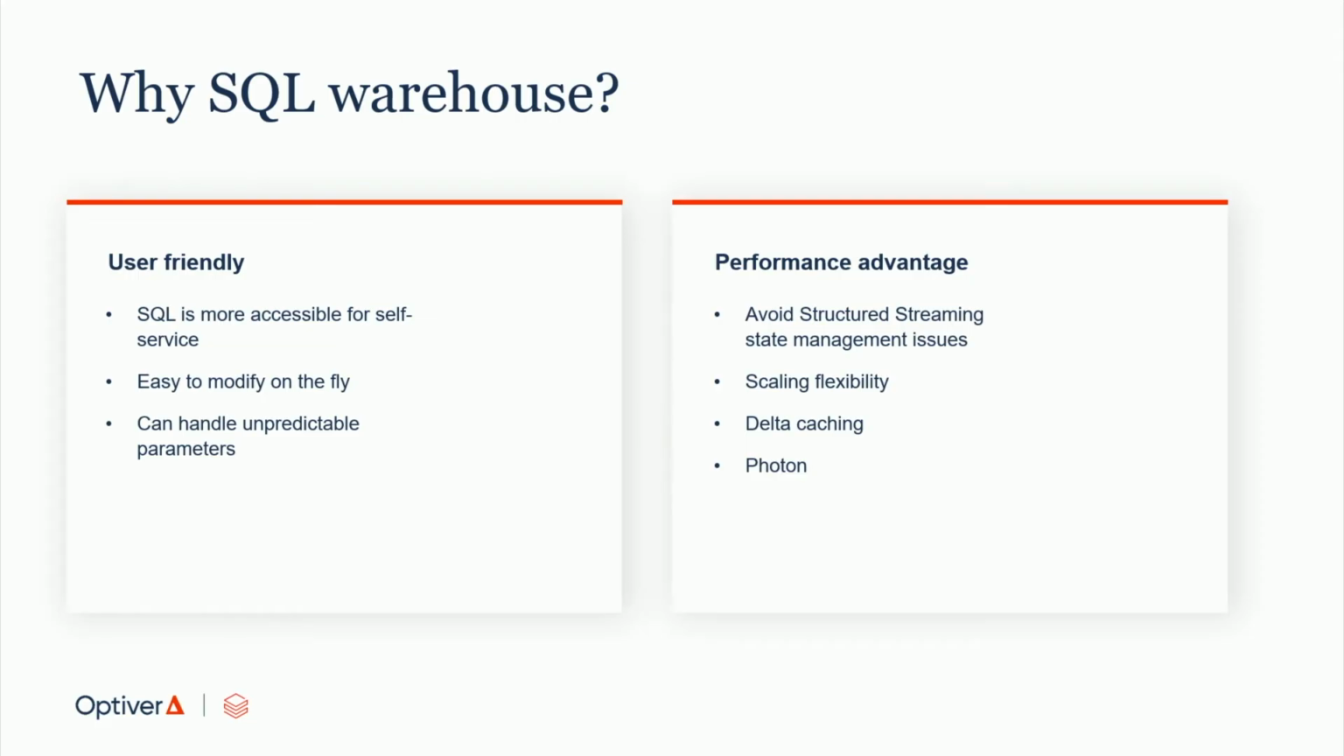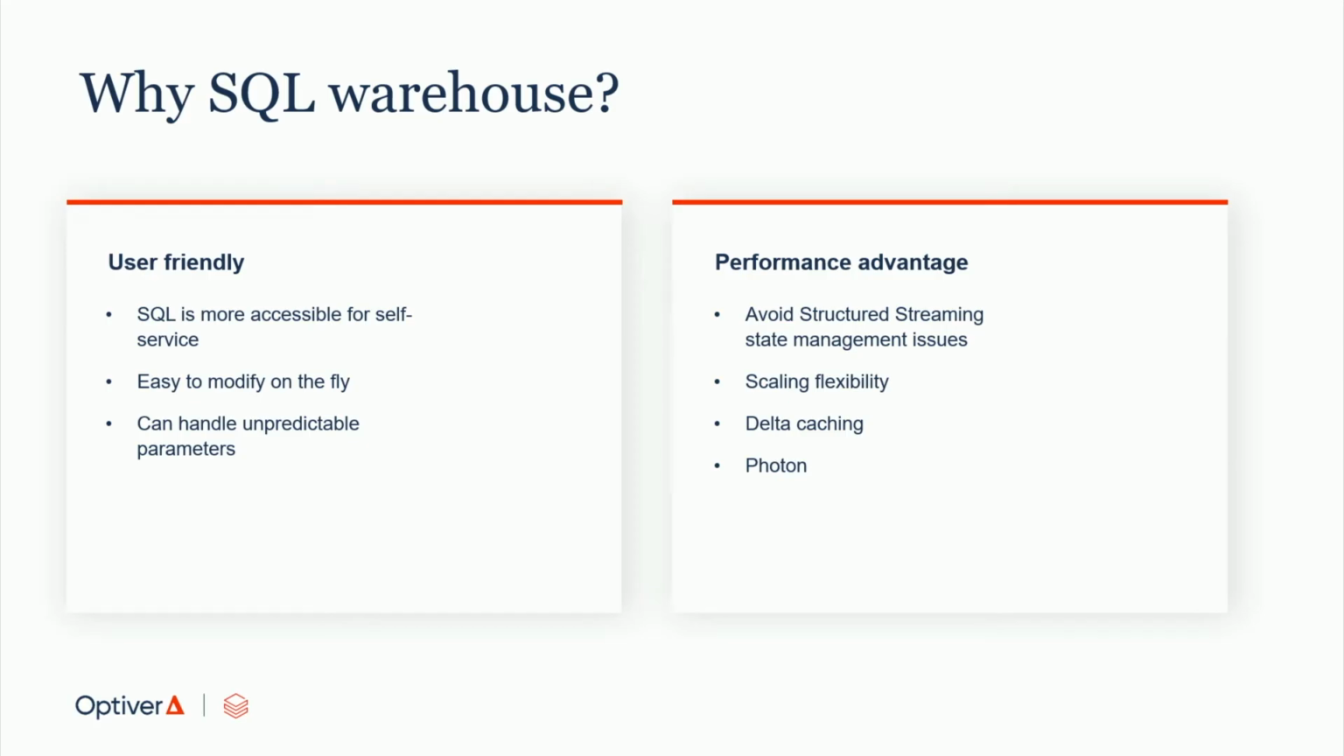It's also very easy to modify things on the fly. If our traders want to change their signals, with SQL they only need to update the logic. But with structured streaming, they would have to redeploy the pipeline and backfill everything from the beginning, which is very slow and has lots of friction. It can also handle unpredictable parameters. A lot of our SQL logic takes in parameters from front-end inputs. Because these parameters are very unpredictable, having them interpolated within SQL is a lot easier than trying to anticipate these values in streaming.